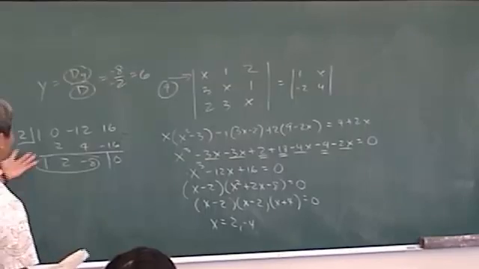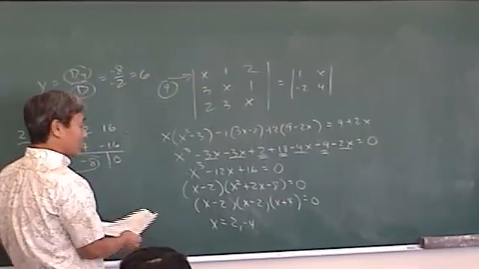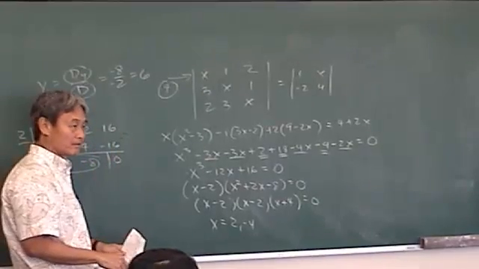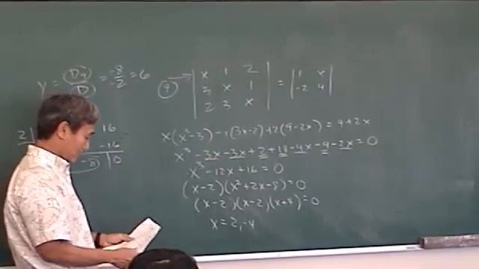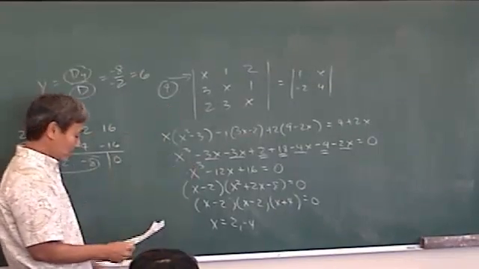Because remember, when you have a third-degree polynomial equation, there should be 3 answers, right? It's just that 2 is a double root, because the graph bounces off, that's why, right? See, it's very mechanical. There's really no thinking.